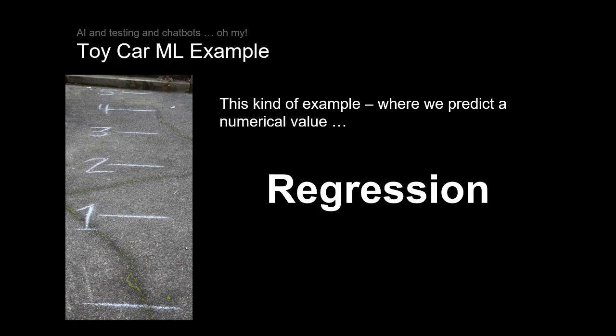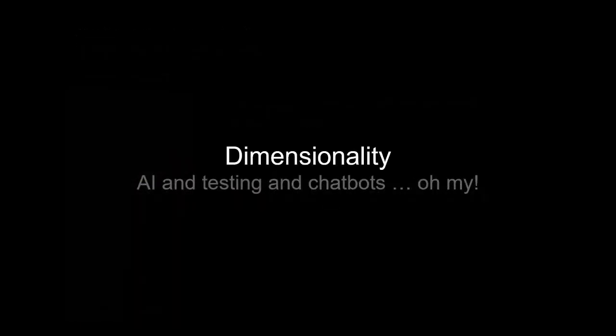Okay, this kind of example of machine learning, where we create a model that allows us to predict a numerical value, is called regression. There's obviously going to be another type of machine learning later on, but we'll worry about that when we get there. What we're now going to look at is something called dimensionality. It's often called the curse of dimensionality, and we'll find out why in a minute.